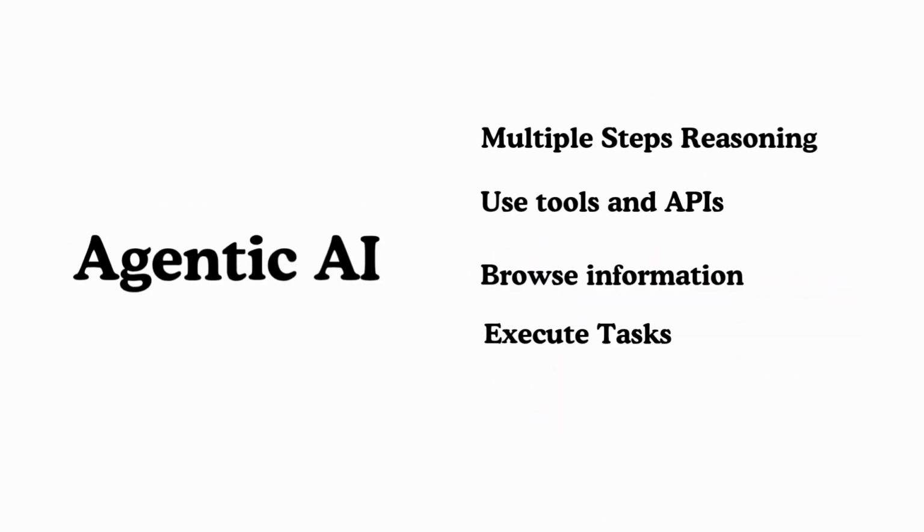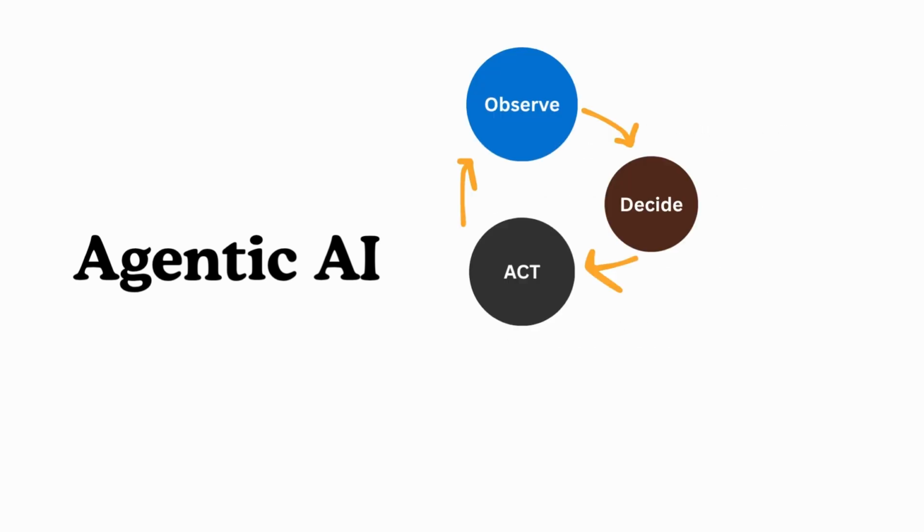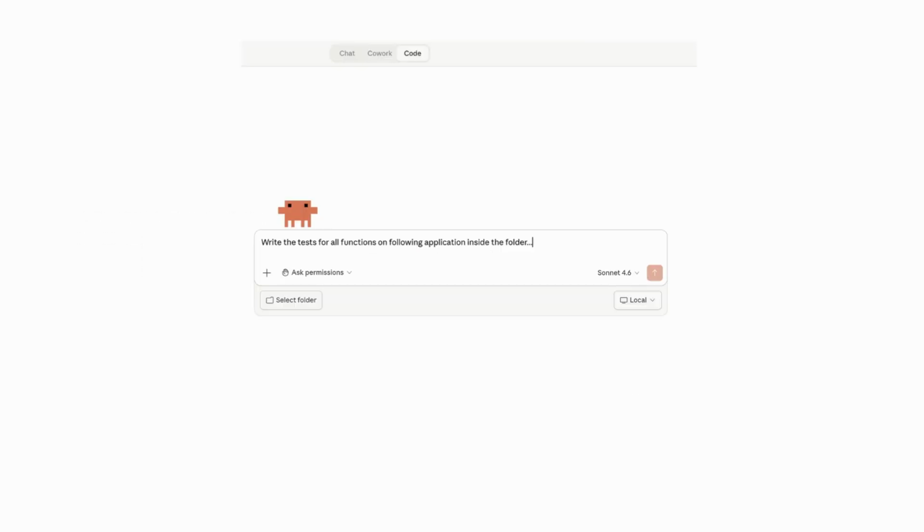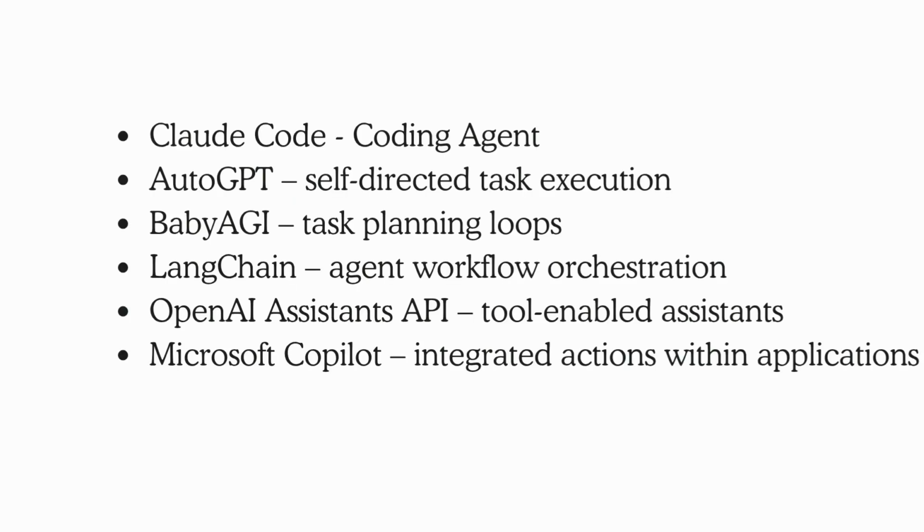It can perform multi-step reasoning, use tools and APIs, browse information, and execute tasks. It often works in a loop: observe, decide, act, and repeat until the objective is complete. For example, using tools like Claude Code, you can provide instructions, and AI can build applications and features or debug issues with minimal intervention. Here are some of the popular agentic AI tools.